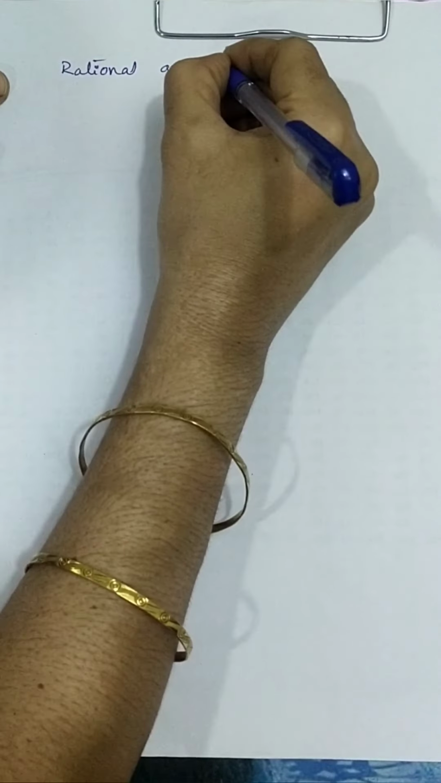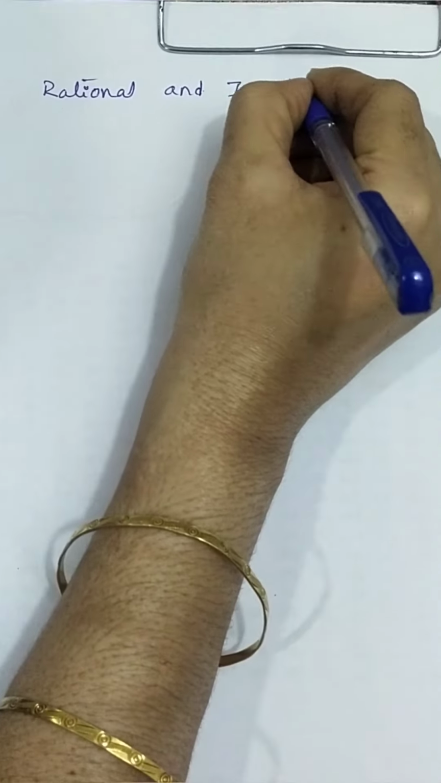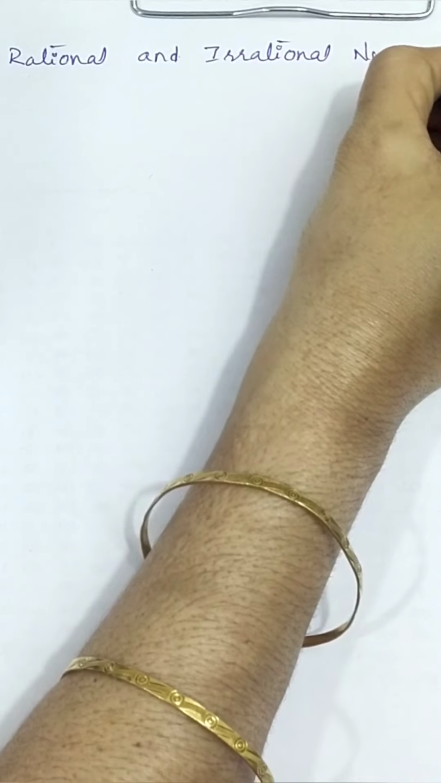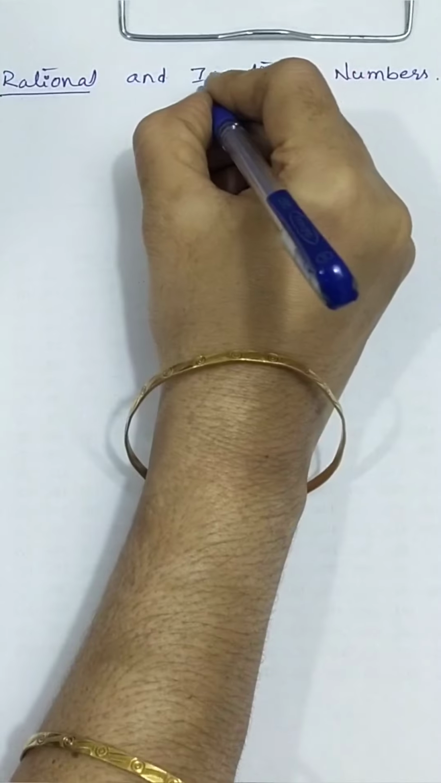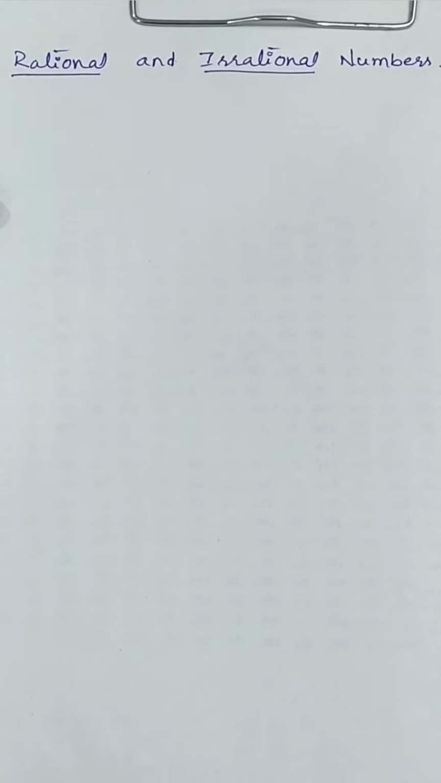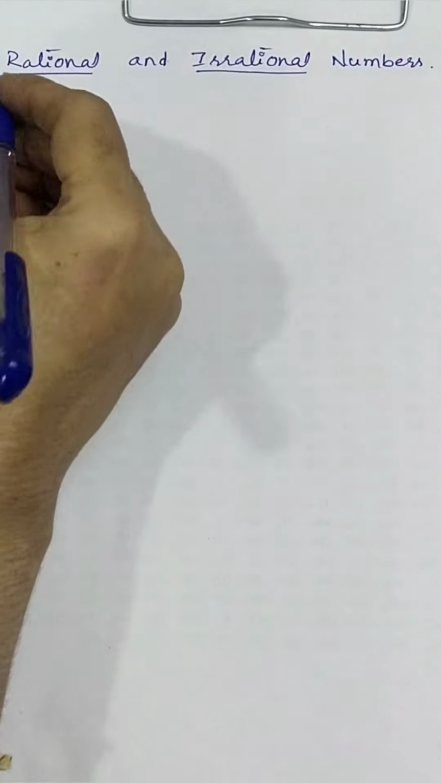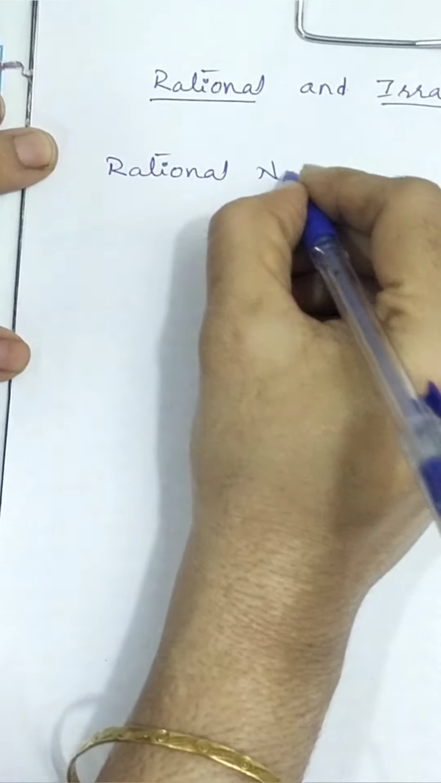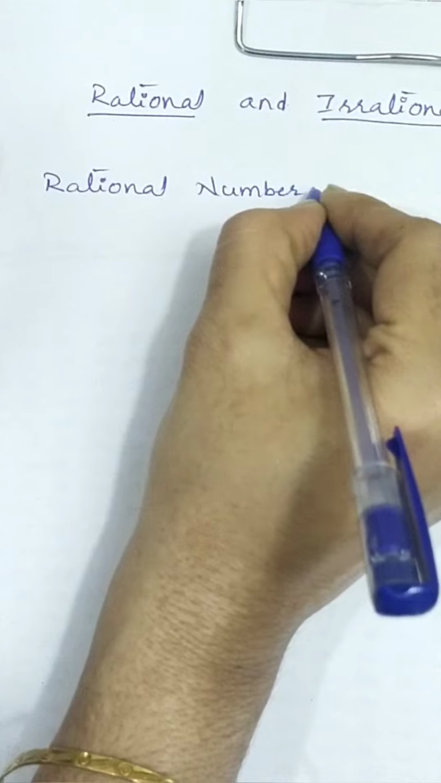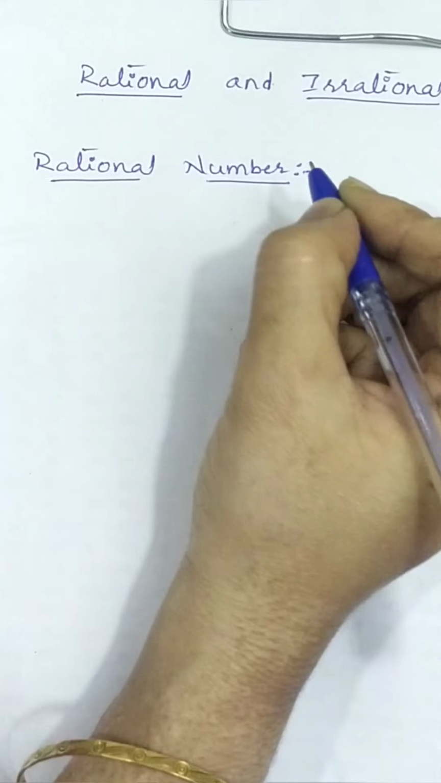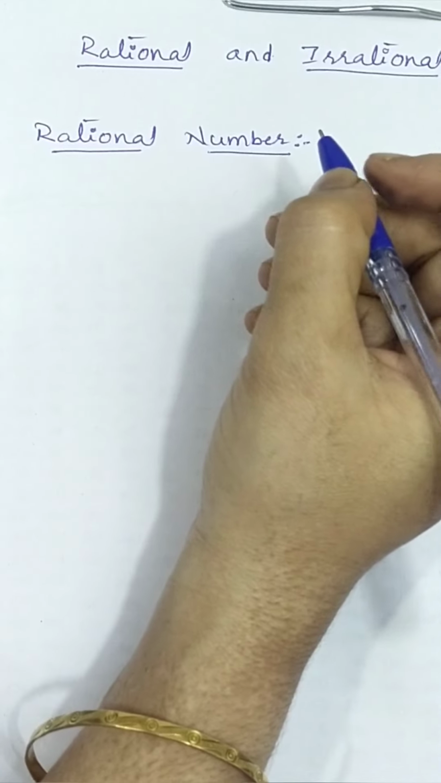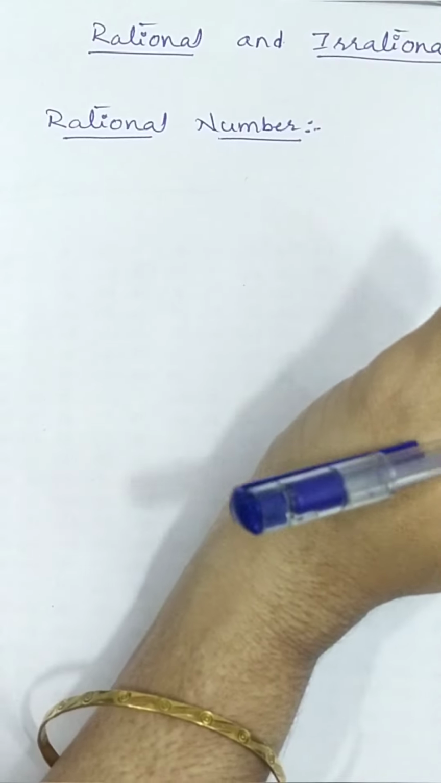Rational and irrational numbers. In this topic, we need to know what is a rational number and an irrational number. First of all, what is a rational number? The definition says that the numbers in the form of numerator and denominator, such type of numbers are called rational numbers.